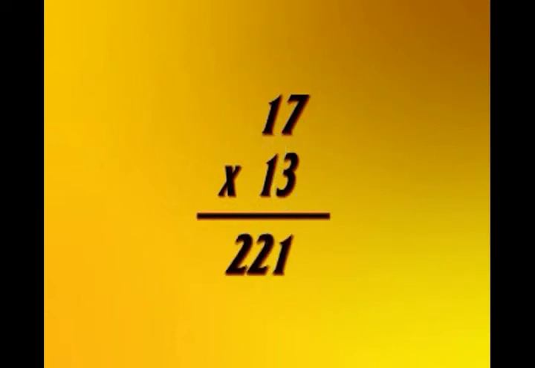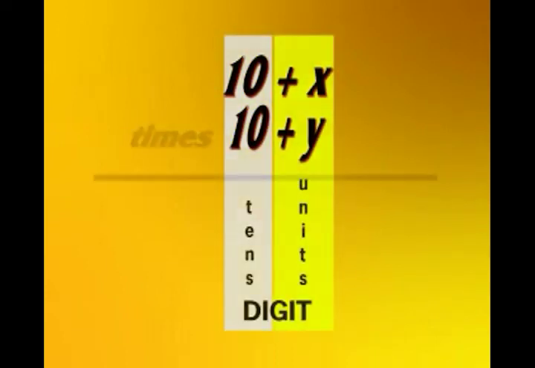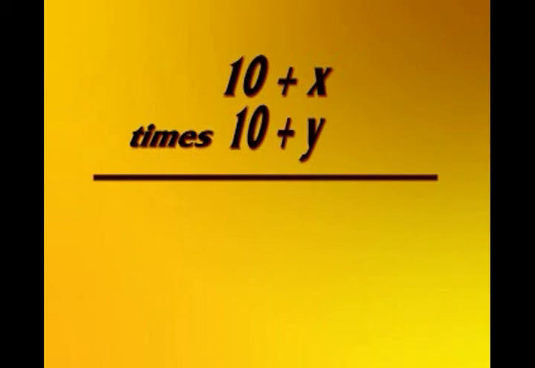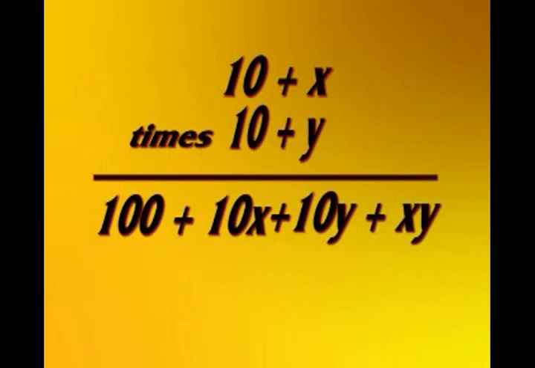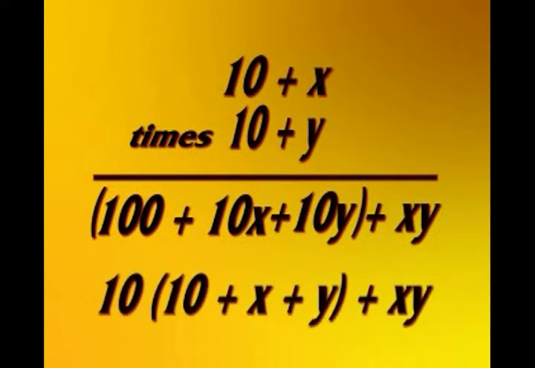But this can be explained using variables. How? We let the first number be represented by 10 plus x, and the second by 10 plus y. The two numbers will be the two-digit numbers between 10 and 20, where x and y are the units digits. If we multiply the expressions, we get 10 plus x times 10 plus y equals 100 plus 10x plus 10y plus xy. Grouping the first three, we get 100 plus 10x plus 10y. Factoring out the common factor 10, we get 10 times the quantity 10 plus x plus y.